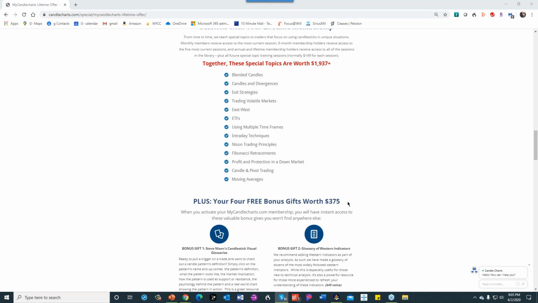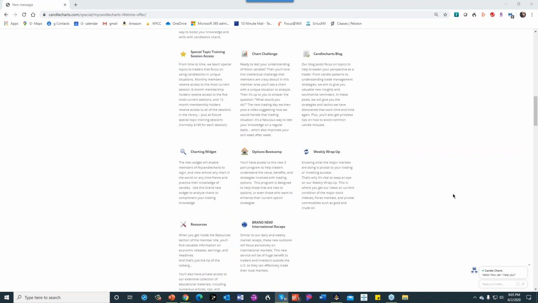Those are available to annual and lifetime members. Normally we charge $79 each. You could do the math, calculate what all of those special topic sessions alone would cost if you wanted to purchase them individually. If you could just scroll back up, Steve, a little bit, go back into those other items.